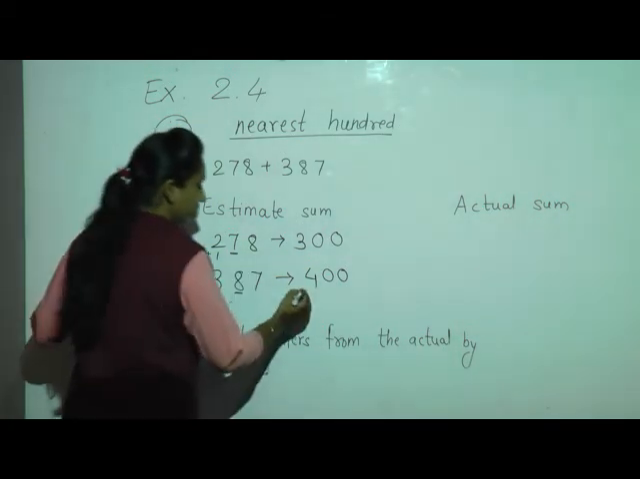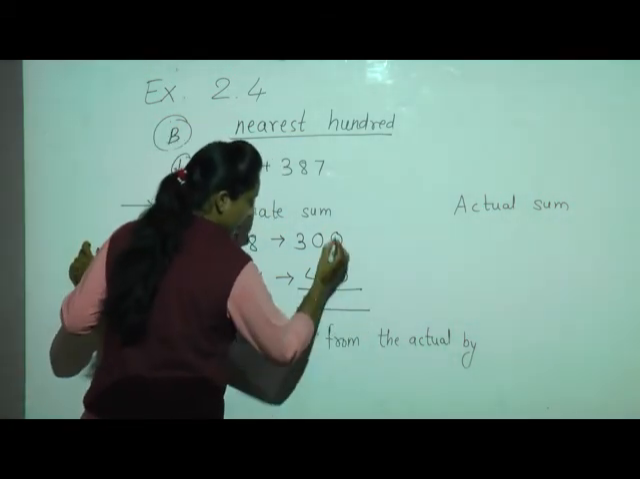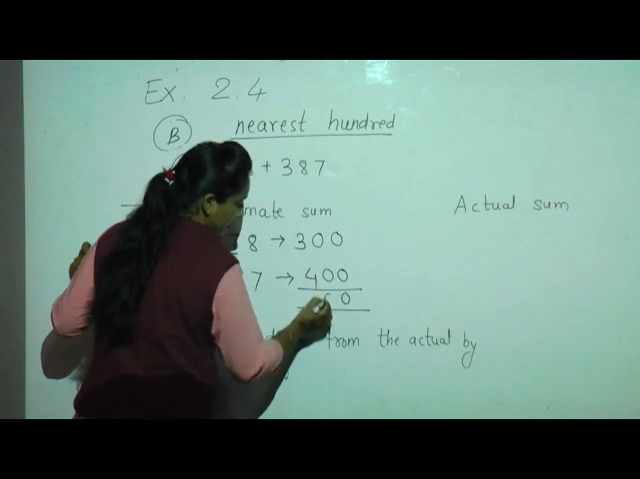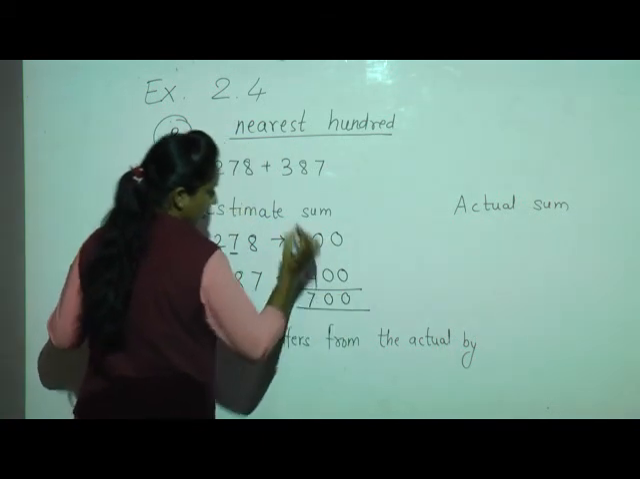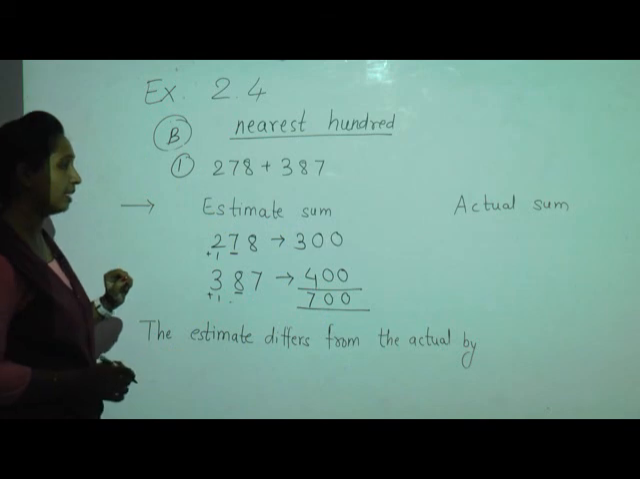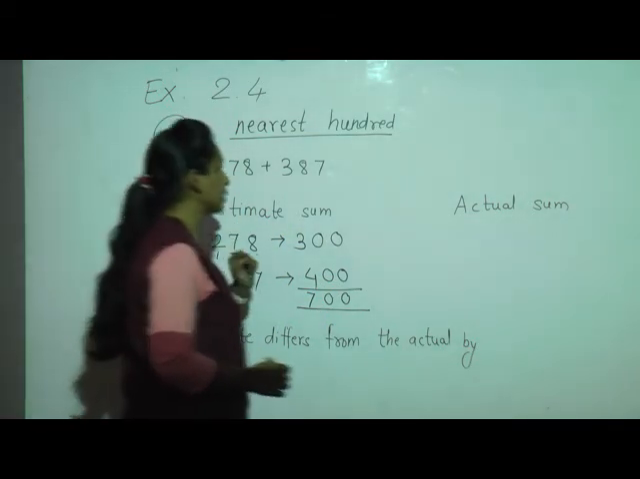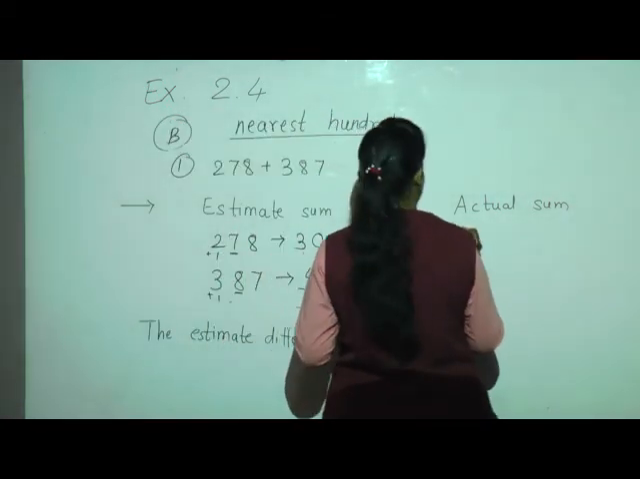Now we will do this addition. 0 plus 0, 0, 0 plus 0, 0, 3 plus 4 is 7. So the estimate sum is 700. Now we will do the actual sum. What is the actual sum?